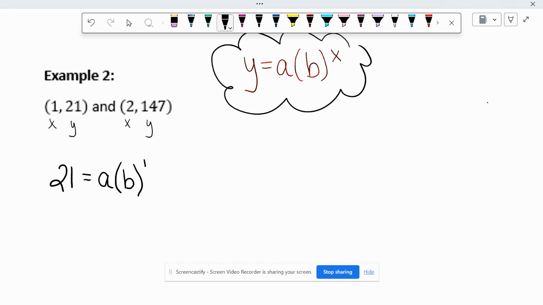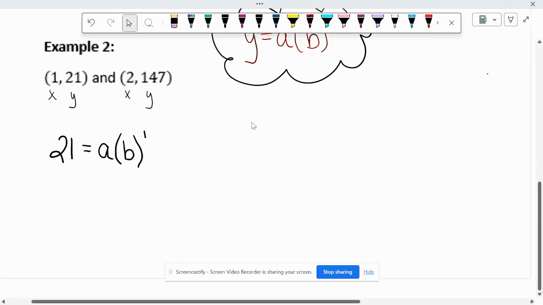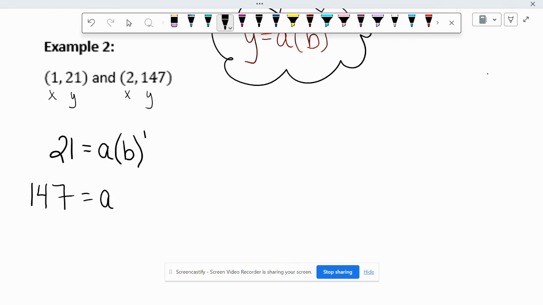Okay. My second equation, same thing. y is 147 equals a times b, but now my x is 2. So I'm going to write a little note that says plug in x and y for 2 equations.